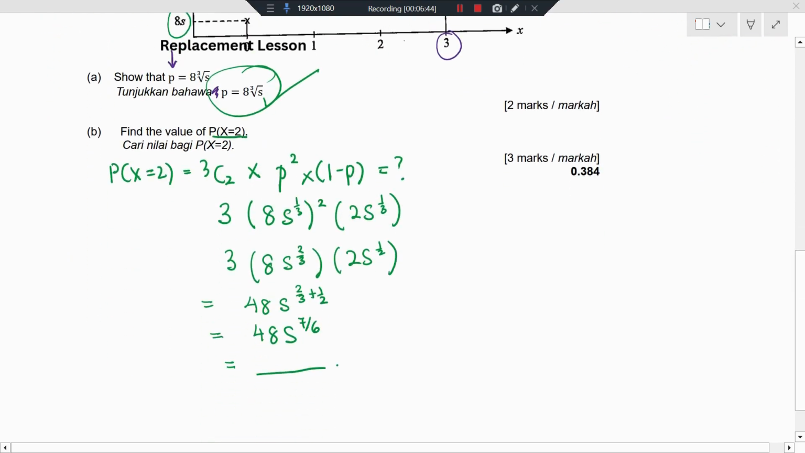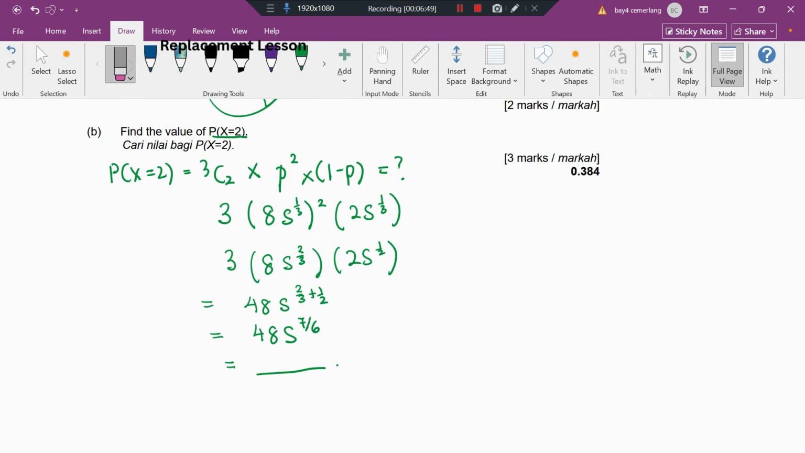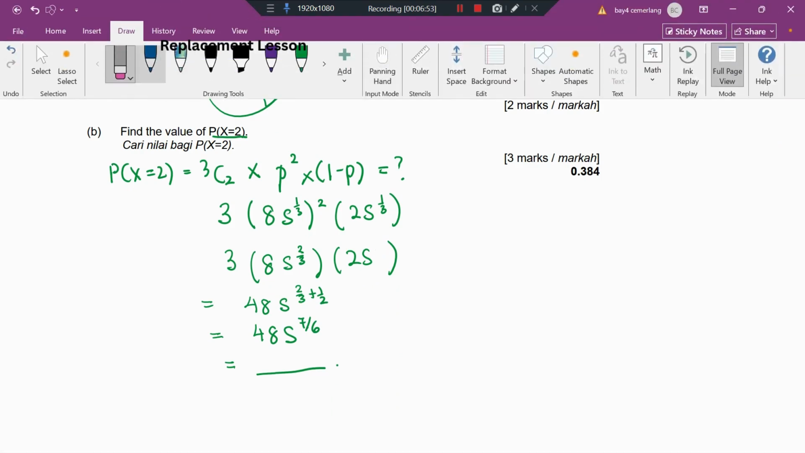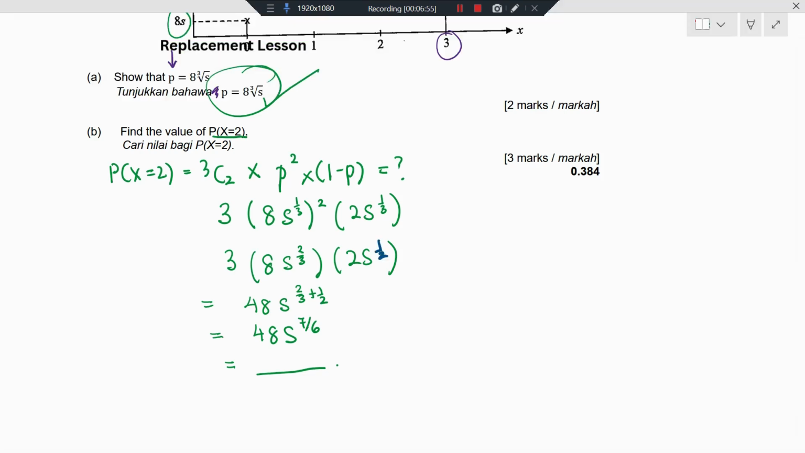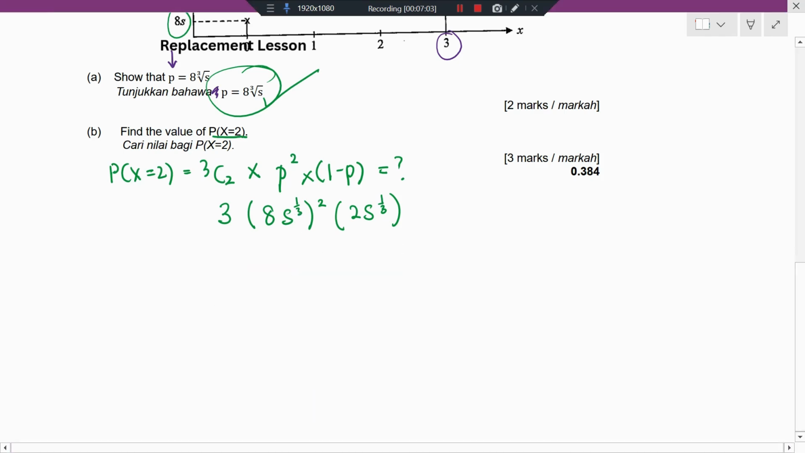Okay, I think I made a mistake here. Yeah, I just noticed that. 1 over 3 suddenly became 1 over 2. Okay, this one has to go. And another mistake is I didn't square the 8. Okay, let me redo this part.